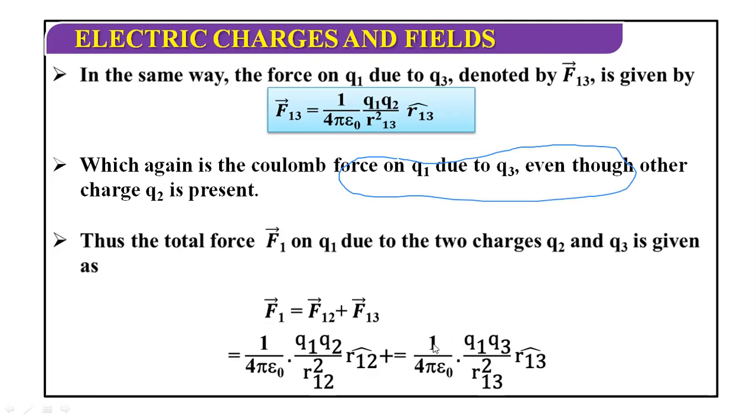So how will we write that? Force on the first charge due to the nth charge, how will I write it? F1n, force on the first charge due to the nth charge, will be equal to 1 upon 4 pi epsilon naught Q1 Qn divided by R1n square multiplied by R1n unit vector. So that will be the force on the first charge due to the nth charge.